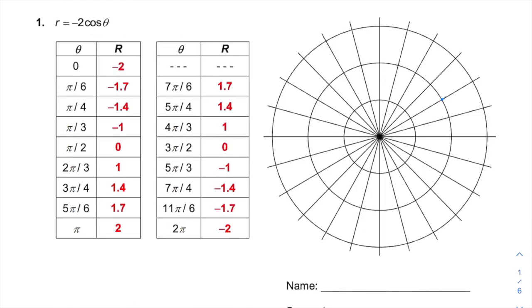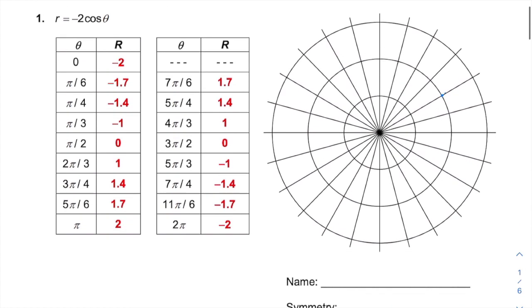So here we go. Here is our first graph. We're going to plot these points in order. Remember, if the radius is negative, we're going to go to that value and then go the opposite direction. So at 0, positive 2 would be here. So negative 2 puts us right over here.